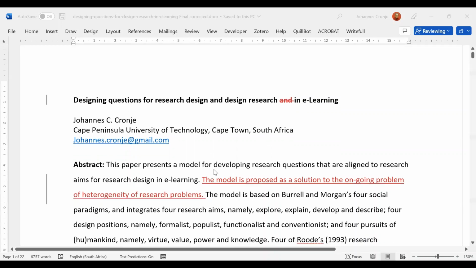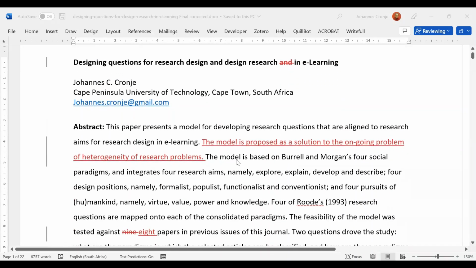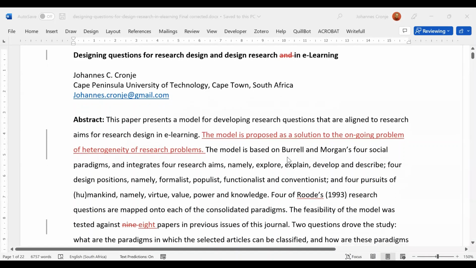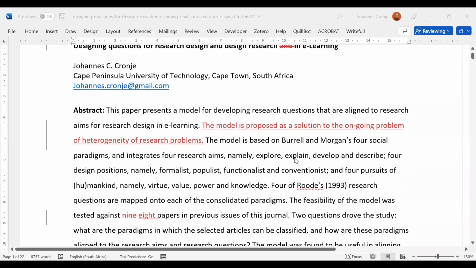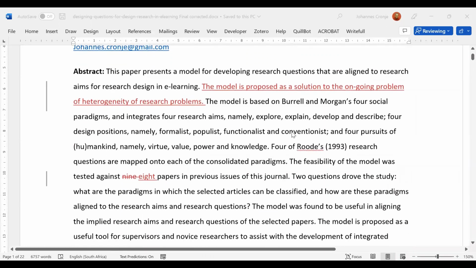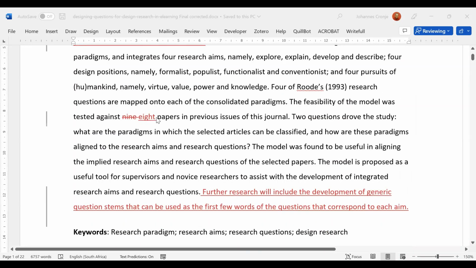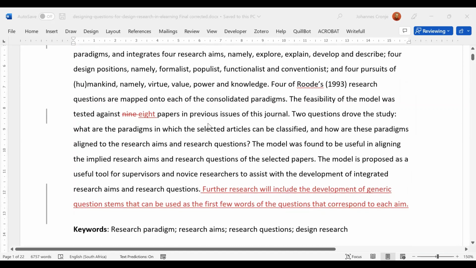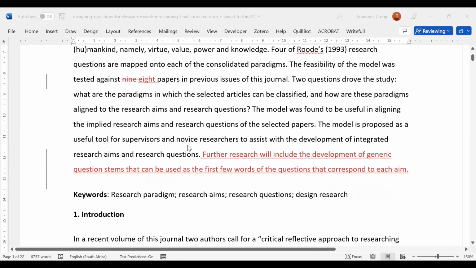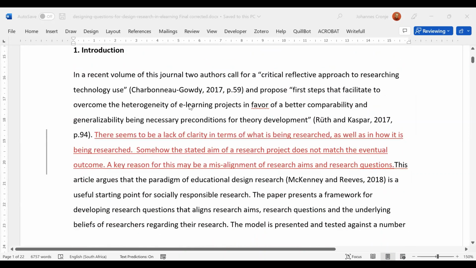Okay, so remember they said I must add another line to explain the problem in the abstract, which I then add. Models propose a solution to the ongoing problem of heterogeneity of research problems. I talk about Burrell and Morgan. I discovered when I counted it was 8 papers, not 9, even though they also said 9. And then as they required, I added the further research that I would be doing.